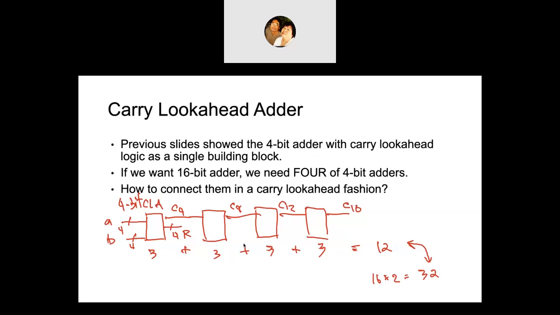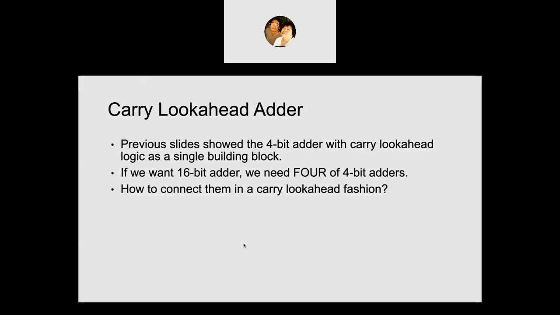Yes, we can do something in parallel. For example, how can we calculate C4 in advance? How can we get C8 without waiting for C4? How can we get C12 without waiting for C8? How can we get C16 without waiting for C12? And we can use the same technique as what we have done in the 4-bit carry lookahead adder. We can do something like this.